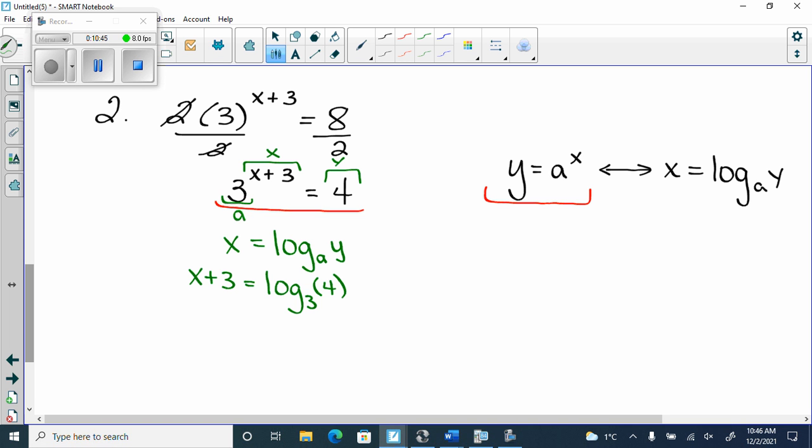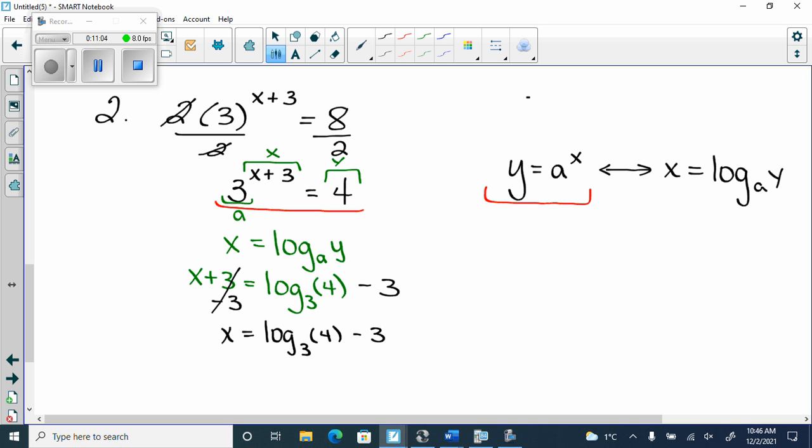So what's the last thing I'm going to have to do to get x by itself? Subtract 3. So I get x equals log base 3 of 4 minus 3.